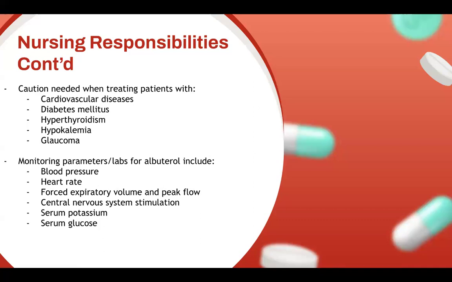And some monitoring parameters and labs for albuterol include blood pressure, heart rate, forced expiratory volume and peak flow, central nervous system stimulation, serum potassium, and serum glucose.